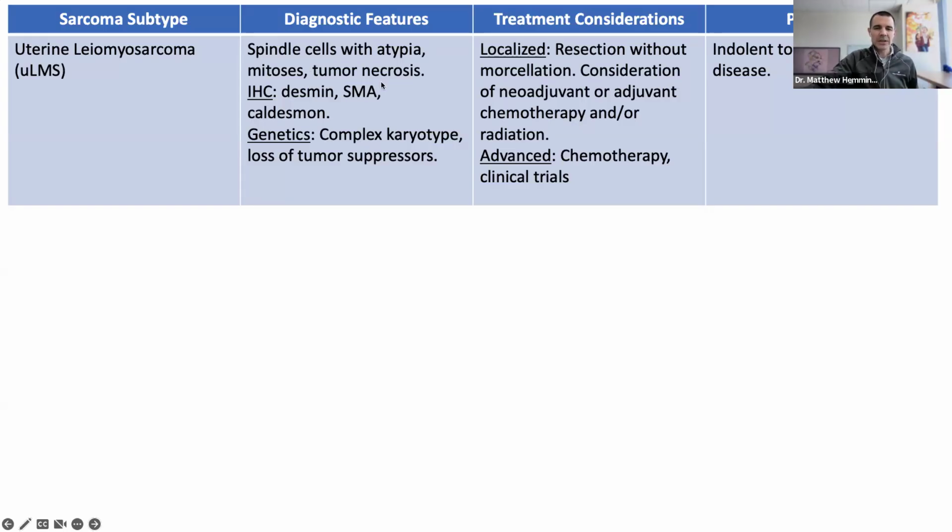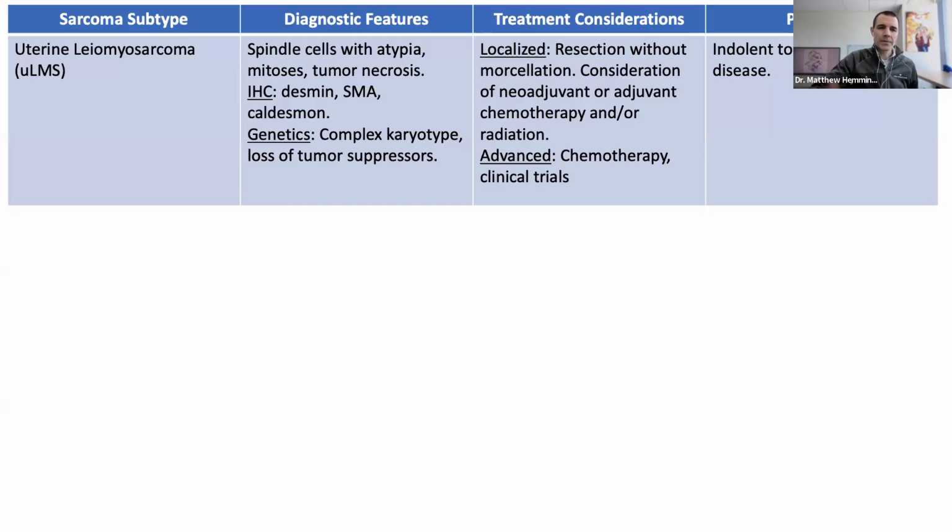They also do some specialized stains called immunohistochemistry, or IHC. IHC stains that can support the diagnosis of leiomyosarcoma are desmin, smooth muscle actin, and caldesmon. Sometimes we do genetic testing on these tumors, and characteristically they have complex karyotypes and loss of tumor suppressor genes. Tumor suppressor genes are normally responsible for putting the brakes on a cell's growth, and leiomyosarcoma is classic for deleting or mutating them so that the cancer cells can't stop themselves from growing.